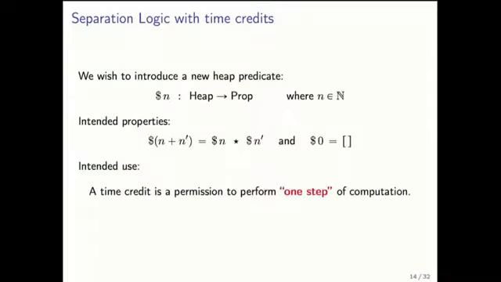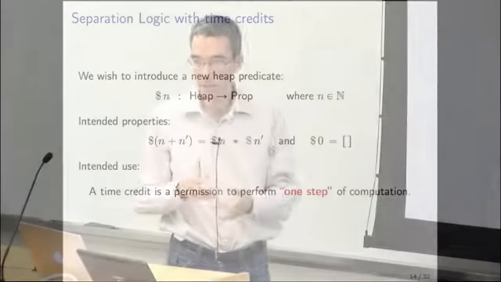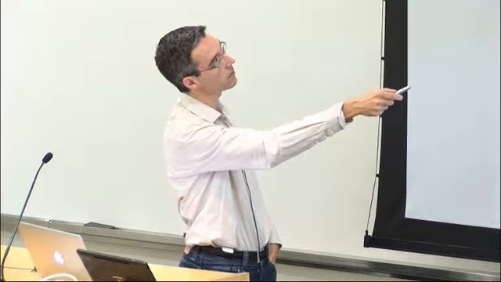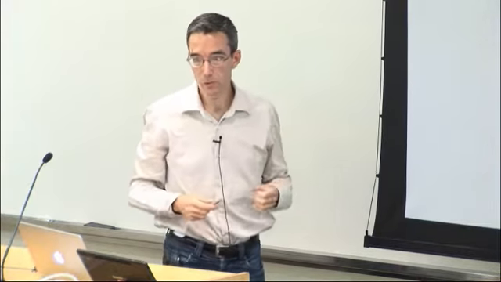What we want to do now is extend it with time credits, and somehow we have to explain what $n means. So first, let me see what we would like to have. We would like to have $n as a new connective, a new kind of assertion in separation logic. So we would also like it to have type heap to prop. And the properties that we need it to satisfy are very few, only these two basically.